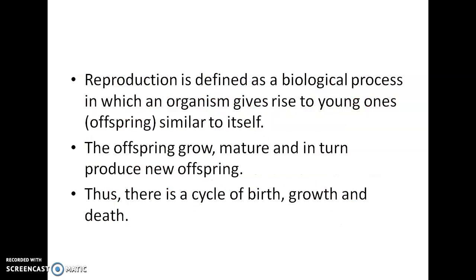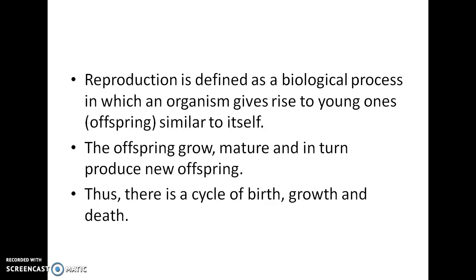Before that, let's discuss reproduction. Then only we can explain what asexual reproduction is and what the difference is between asexual and sexual reproduction. So let's define reproduction. It is defined as a biological process in which an organism gives rise to young ones similar to itself. Offspring means the young ones. Offspring grow, mature and in turn produce new offspring. Thus, there is a cycle of birth, growth and death. That means reproduction enables the continuity of the species generation after generation.